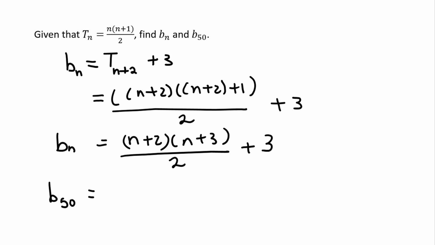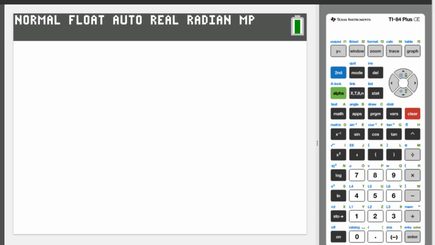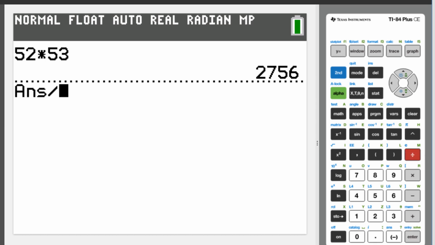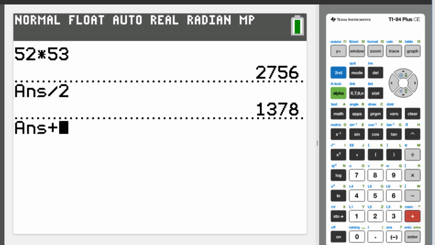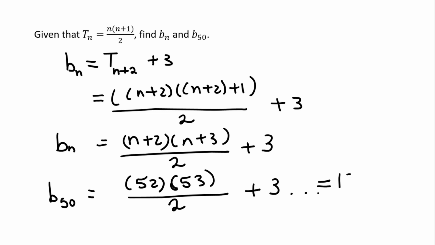n plus 2, 50 plus 2 is 52 times 53 divided by 2, and then we add 3 to that. Let's use a calculator and do that arithmetic. So again, you are looking at a TI-84 screen. Let's do 52 times 53. Divide that by 2. Add 3 to it, and the result is 1,381.